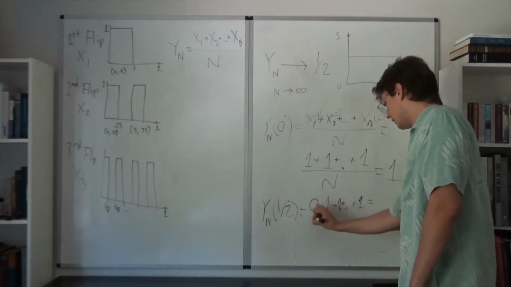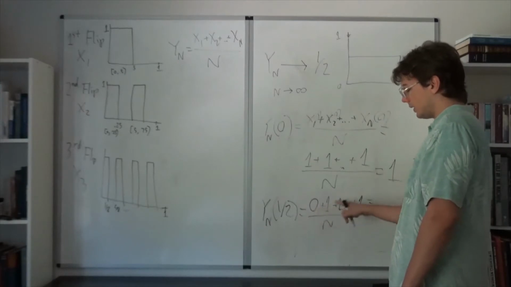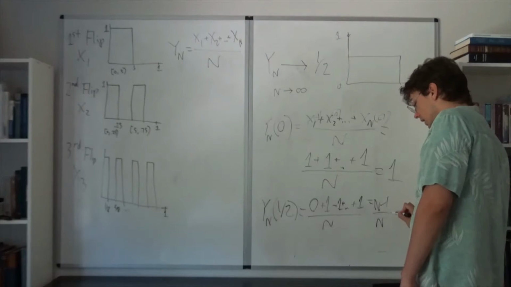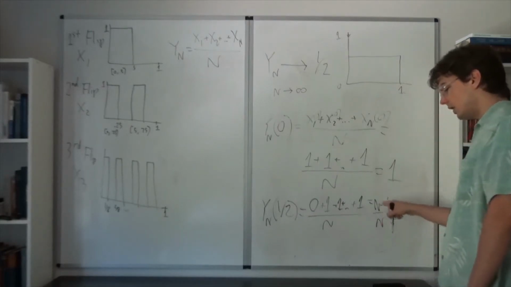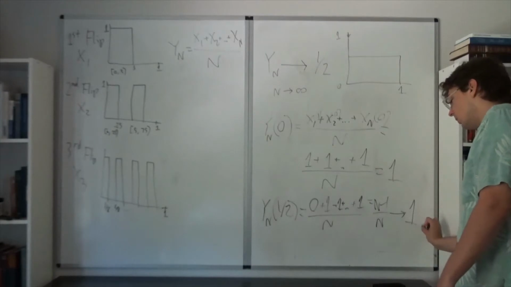And what happens here? How many 1s do I have? Well, I have 1, 0, and the rest are 1, so this is n minus 1 over n, which, as n gets very large, is going to approximate 1 again.